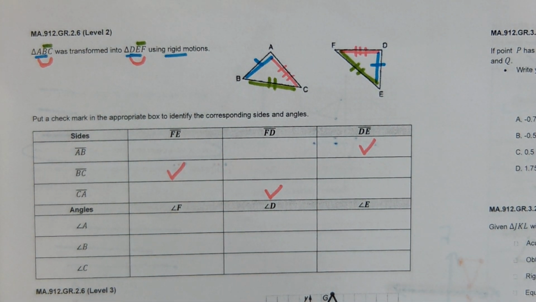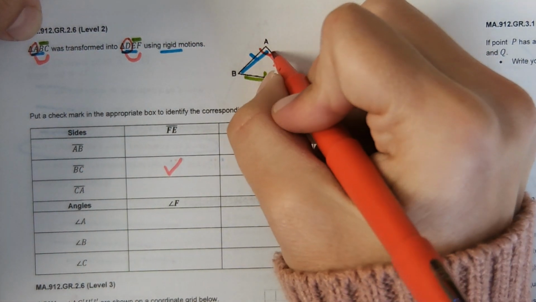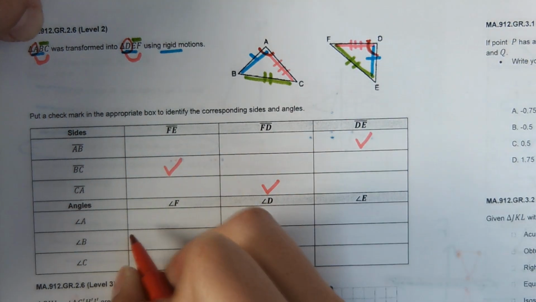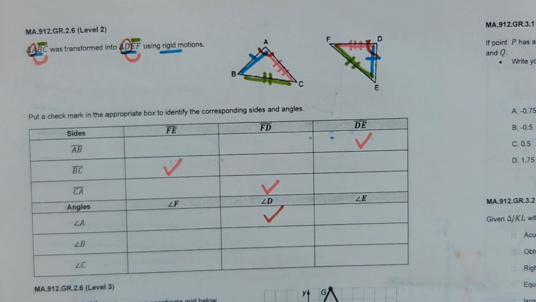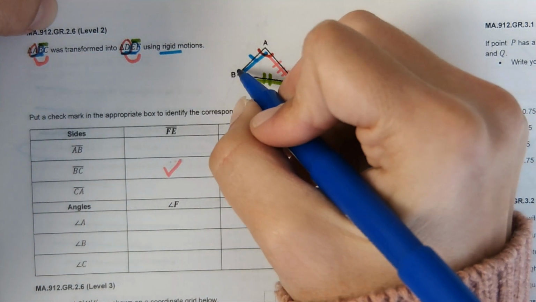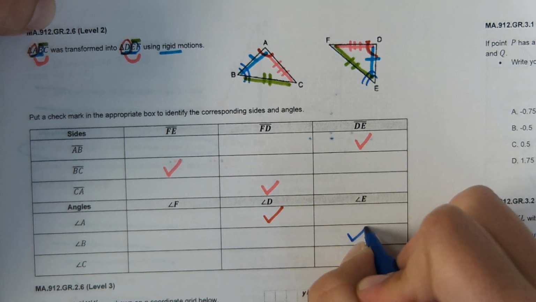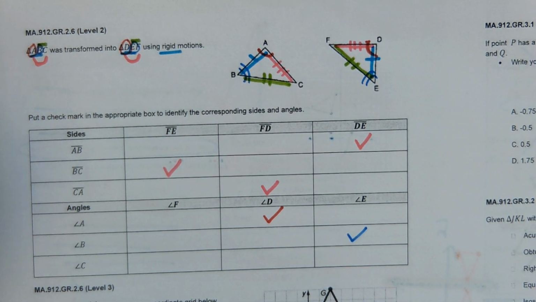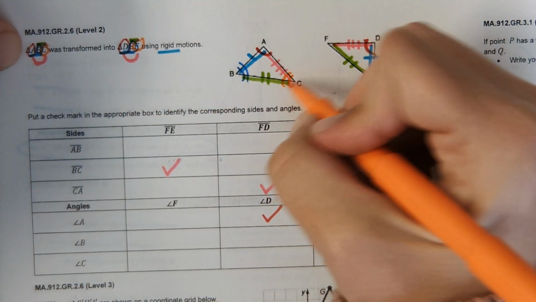Okay, and then as far as the angles go, kind of same process. The first letter corresponds with the first letter here. So A corresponds with D. So A is the same measure as D. And the middle letter B corresponds with E. And the last letter C corresponds with F. So C and F.